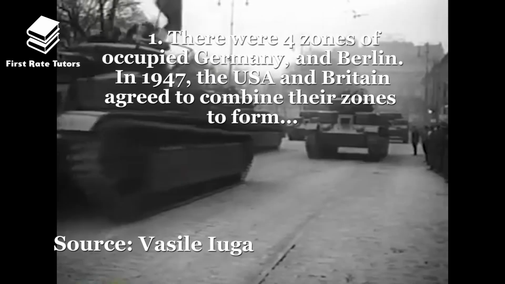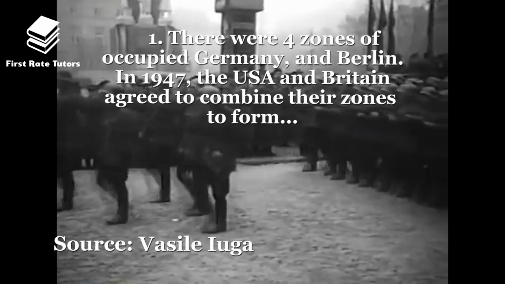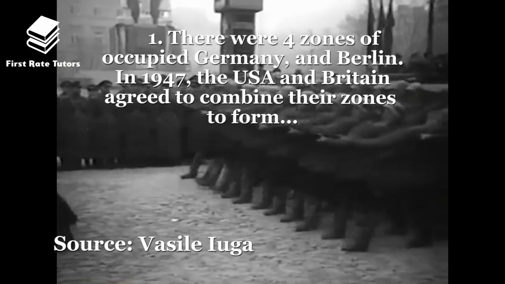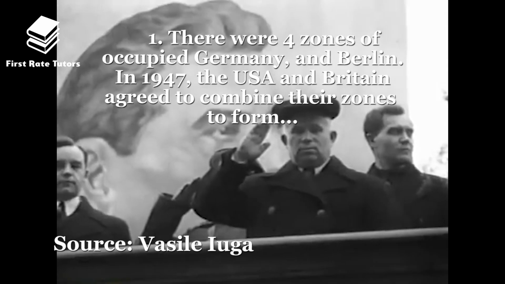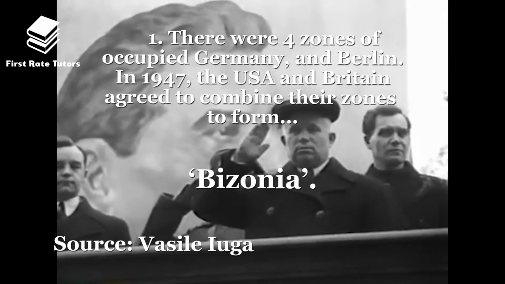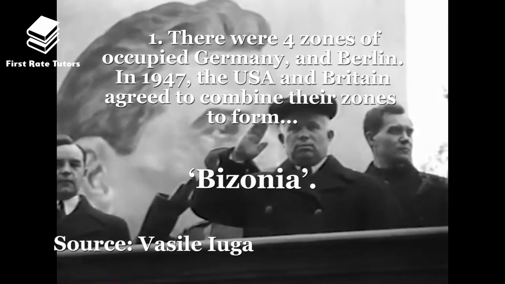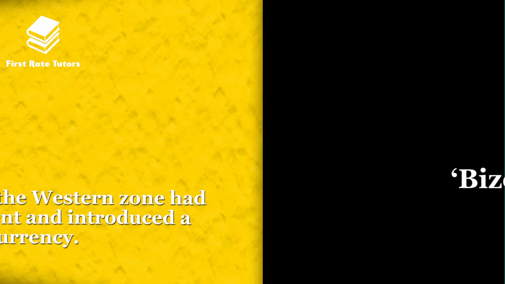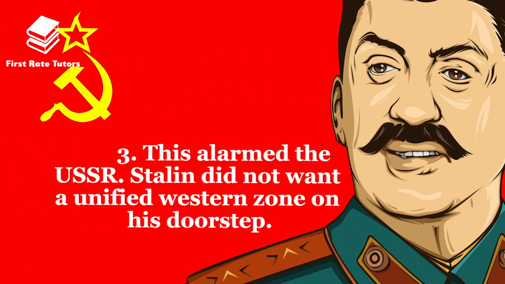Indeed, immediately after the war, if you can recall from earlier in the video, there were 4 zones of occupied Germany, and 4 zones also within Berlin. In 1947, the USA and Britain agreed to combine the zones to form Bizonia, and the next year, France agreed to add their zone to Bizonia. The new Western Zone had a single government, and in June 1948, it introduced a new currency to help economic recovery. This alarmed the USSR.